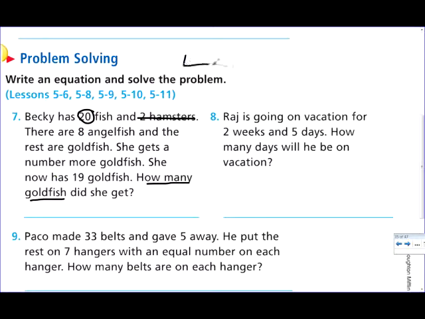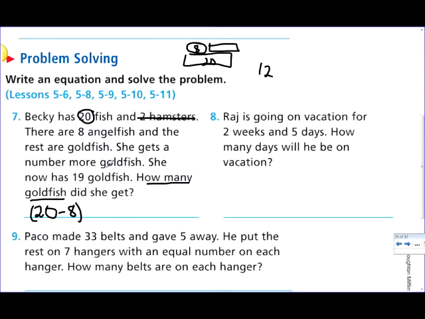We could actually do that as a sum and some more problem. Has this many, and how many more does he need? Total was 20 fish, and how many angelfish? 8. Put it down here as an equation. We have 20, take away 8, and that gives us our answer. 20 minus 8 is 12.